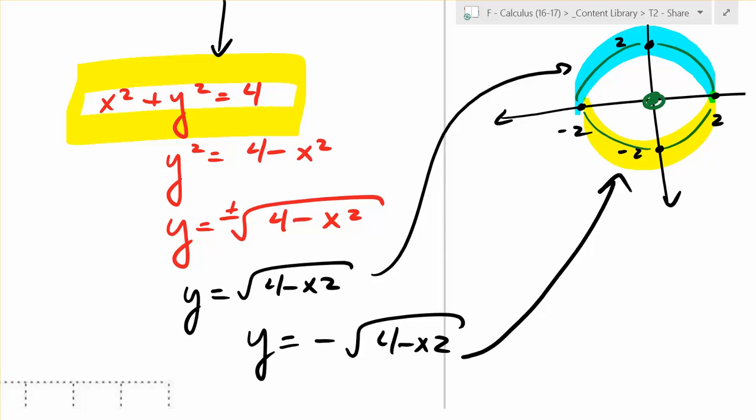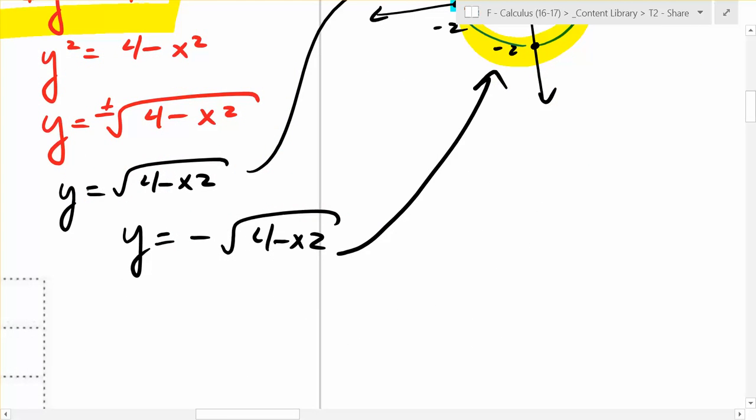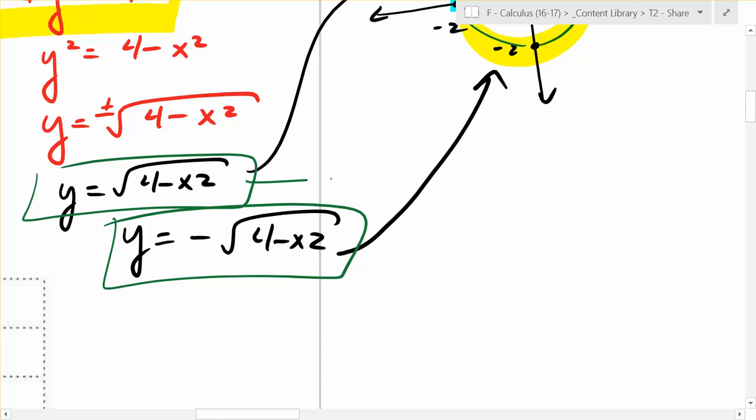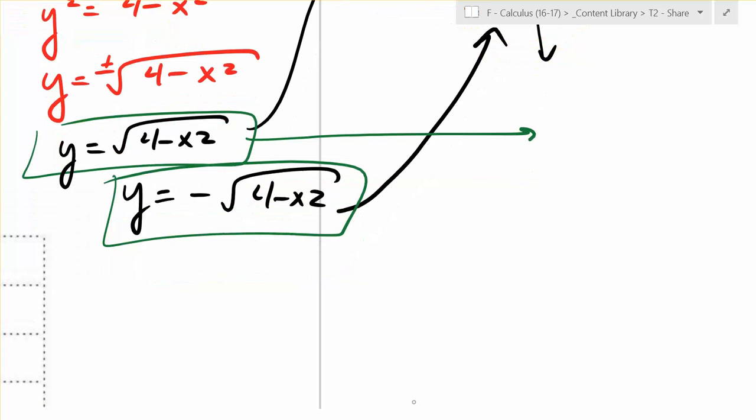Yeah, sure. Now look at these 2 functions. We have our first function right here and our second function. If you wanted to, could you find the derivative of that first one? Do that for me right now. Write this to begin with. I wanted you to write it as y is equal to 4 minus x squared to the 1/2 power.